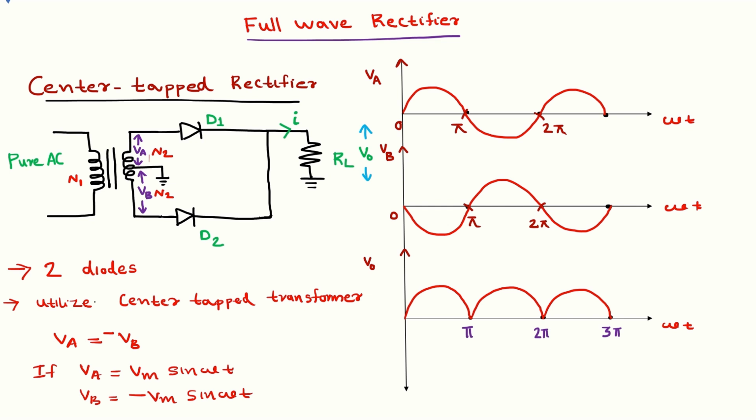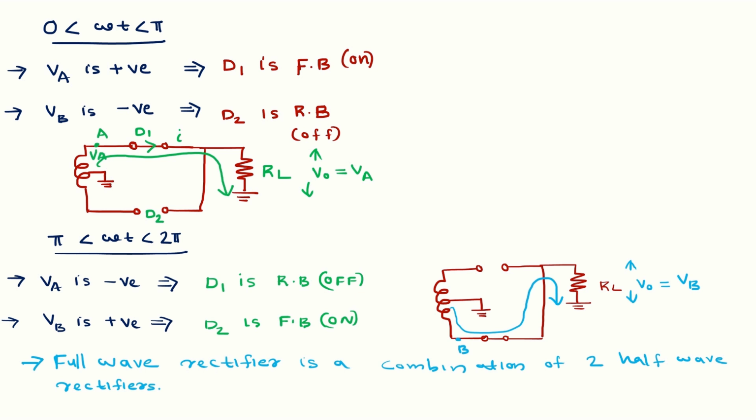This makes diode D1 start conducting at one time and D2 start conducting at another time. That means D1 and D2 are not simultaneously conducting. At the time of 0 to pi, D1 is conducting, and in the time range omega t from pi to 2 pi, D2 is conducting. So the output waveform looks like a combination of two half-wave rectifiers. So this is the operation or working of a center tapped full wave rectifier.